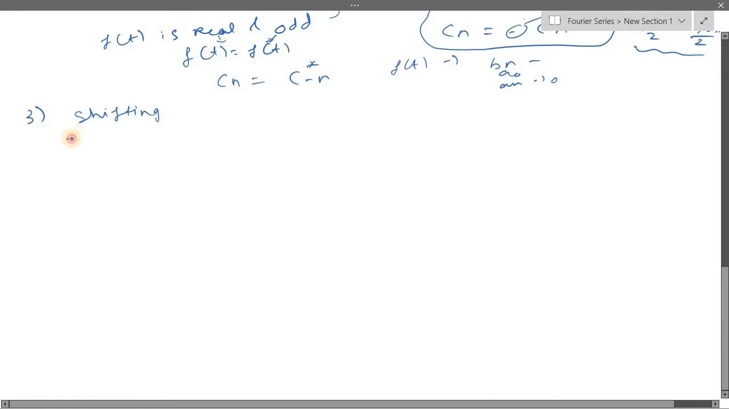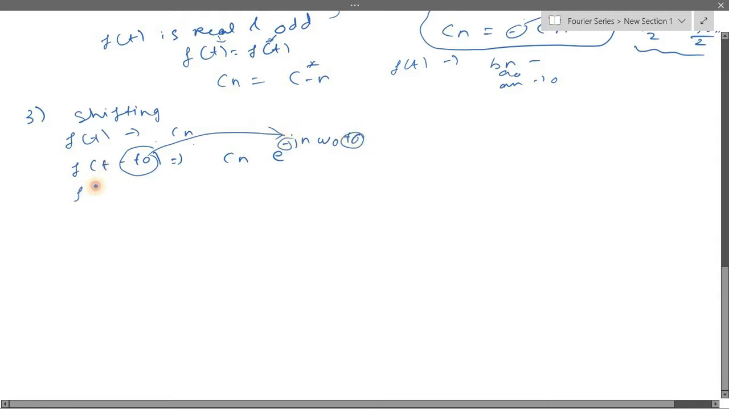When your f of t has a coefficient of c of n, f of t minus t naught will be c of n e raised to minus j n omega naught t naught. So when you have only f of t, you will have the Fourier coefficient as c of n. When your f of t is shifted by t naught, then your Fourier coefficient will be c of n e raised to minus j n omega naught t naught. So this minus t naught will get reflected here, minus and t naught.